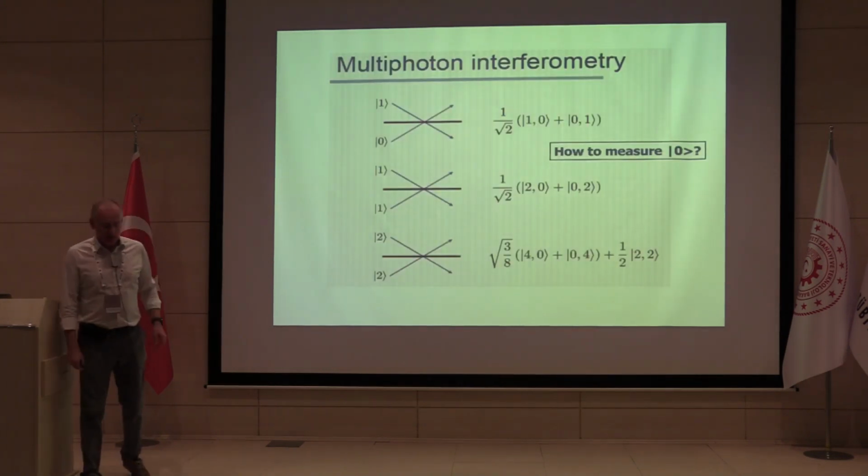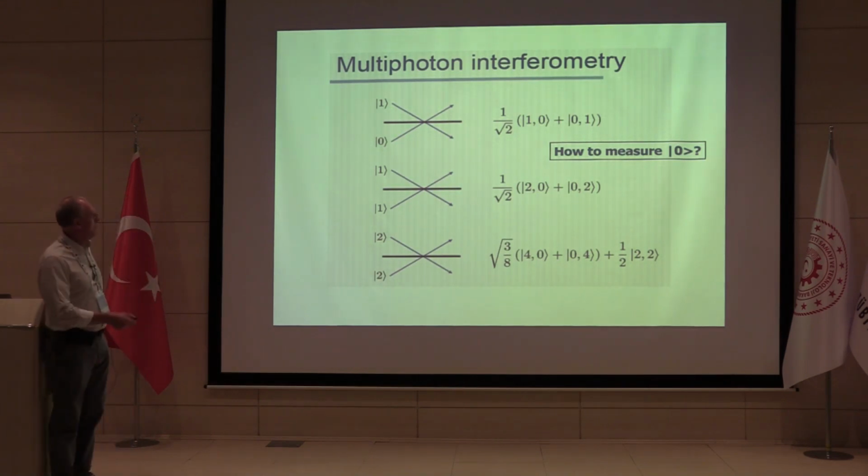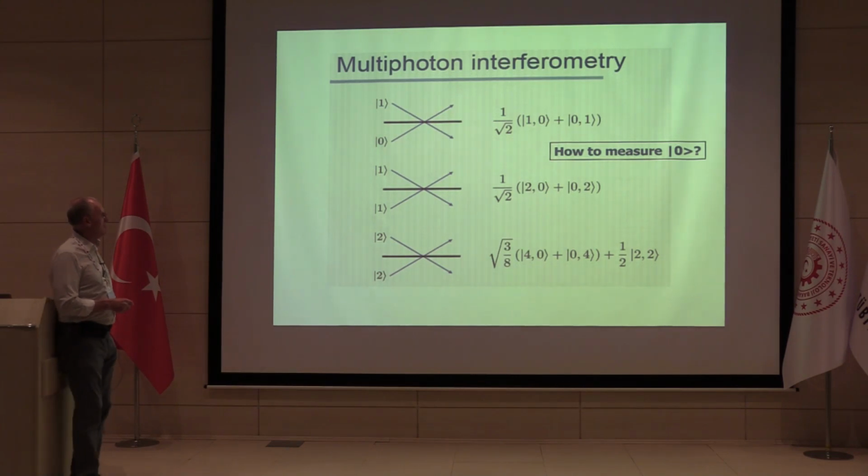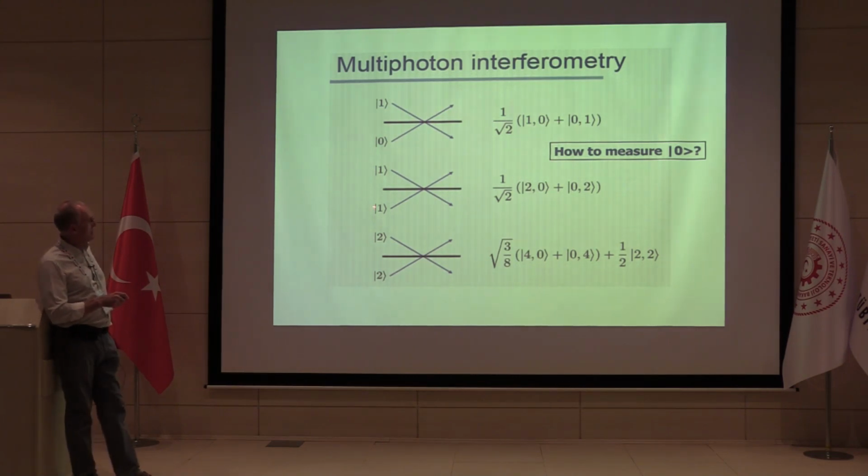Well, let's see, interferometry. It's all based on the beam splitter. If you have a regular beam splitter and one photon comes here, nothing here, it's a classical configuration. What you have is this 1,0 and 0,1, because when one photon comes here, it can go either here or there. Well, that's fine. If you take a second beam splitter and make an interferometer out of this, it will be a normal Mach-Zehnder interferometer.